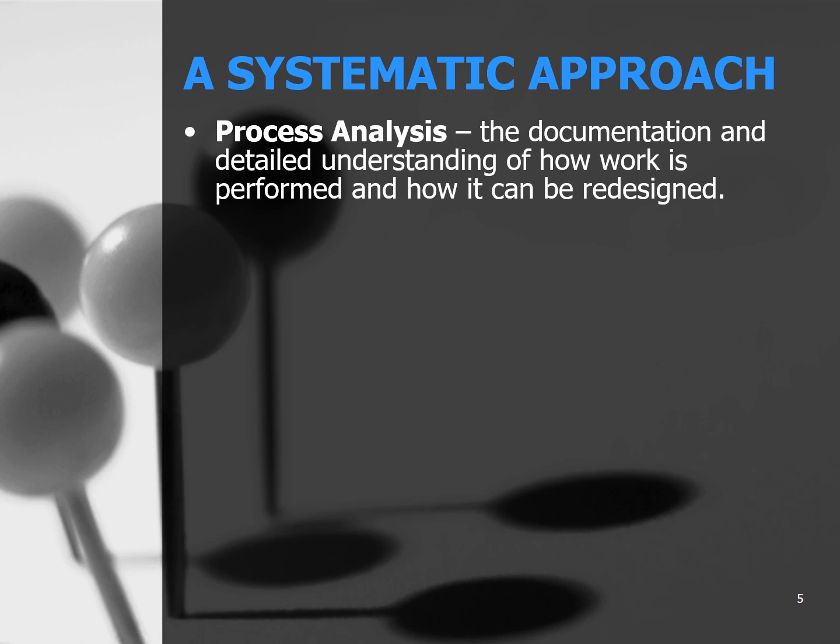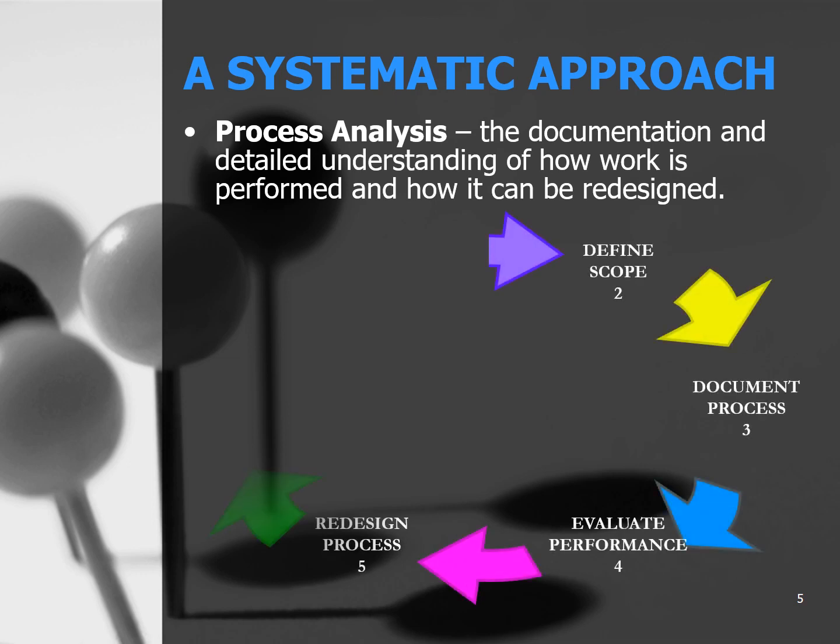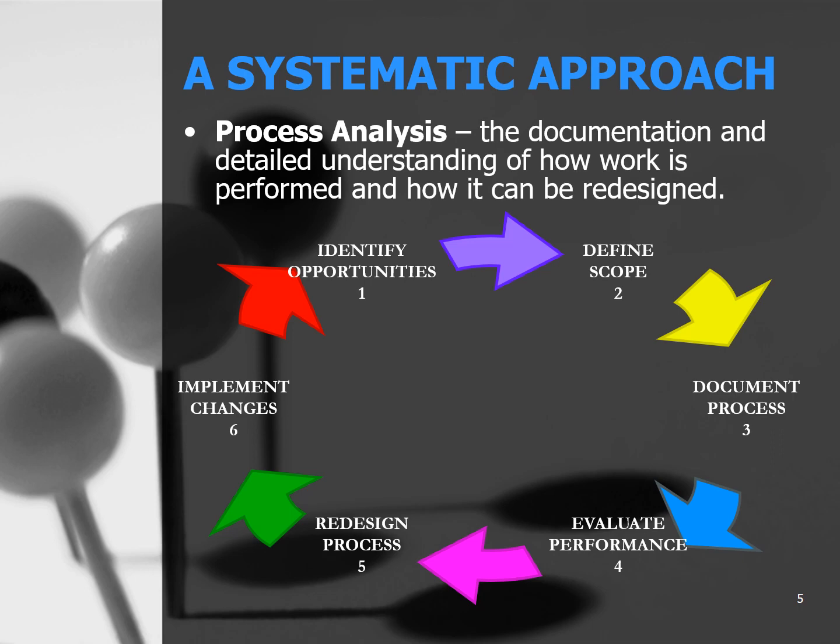And we have 6 steps of this systematic approach. First is identify opportunity. Second is defining scope. Third, document process. Fourth, evaluate performance. Fifth, redesign process. And finally, we have to implement changes.